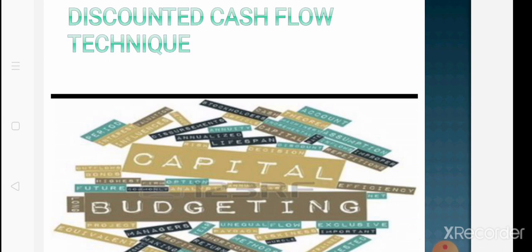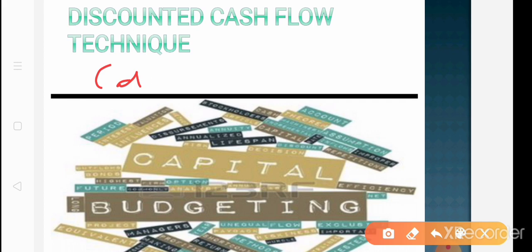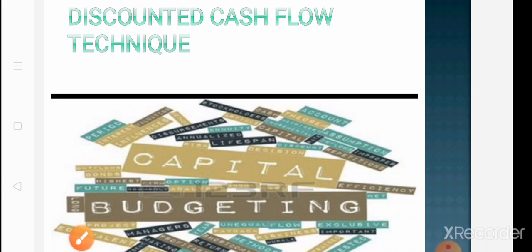Today, we are going to learn the calculation of NPV, that is net present value. It's very simple to calculate. To invest in a project, we want to know if it's profitable or not. So, we're using some investment appraisal techniques for that.